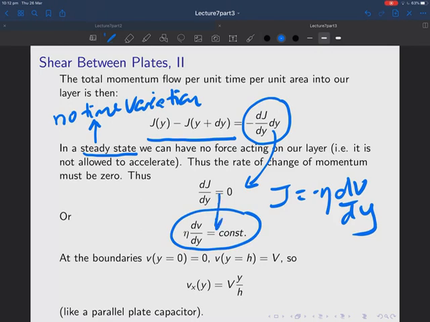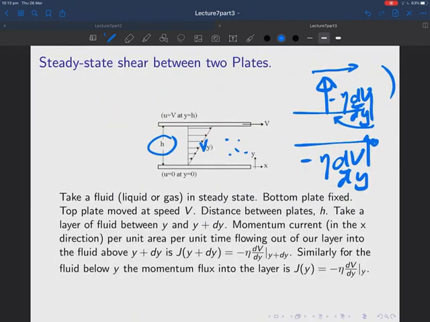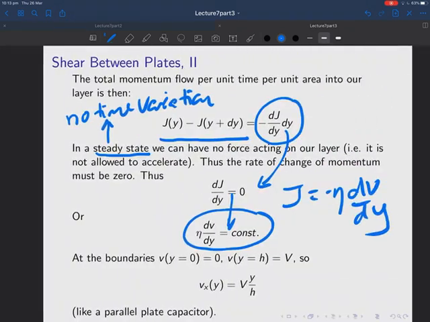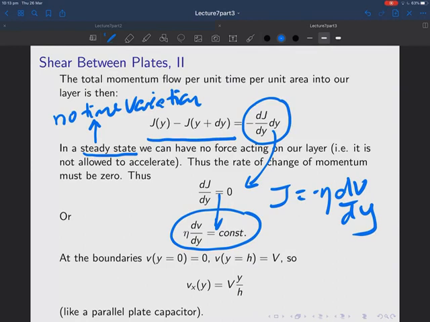Then to solve it, we want to know what the velocity profile is. That's our aim here. We know at the base of our layer the velocity is 0, and at the top the velocity is big V. So we have our boundary conditions, because basically the fluid must stick to the plates. That's the no slip boundary condition. So V at y equals 0 is 0, and V at y equals h is big V, the velocity of our top plate.